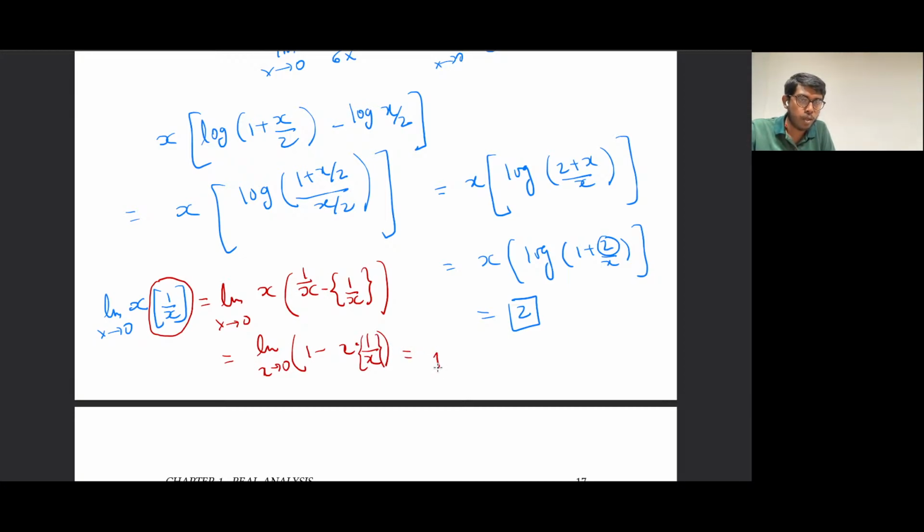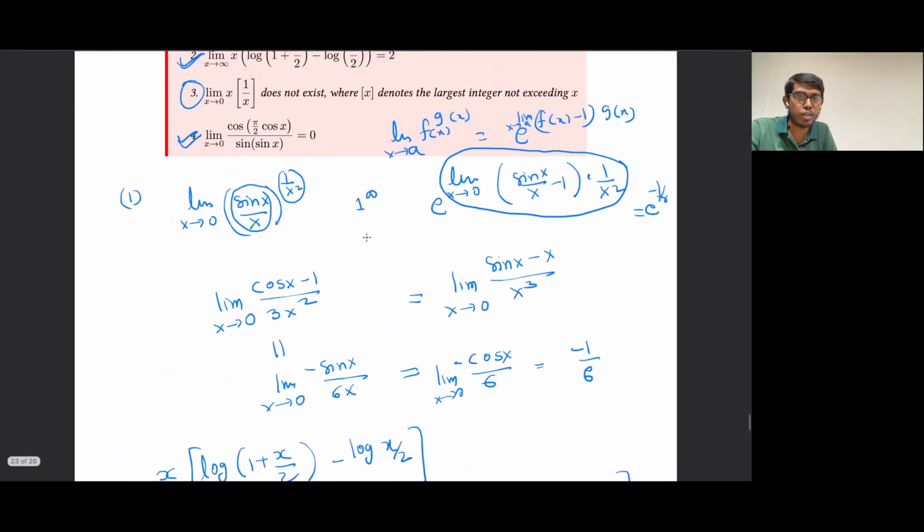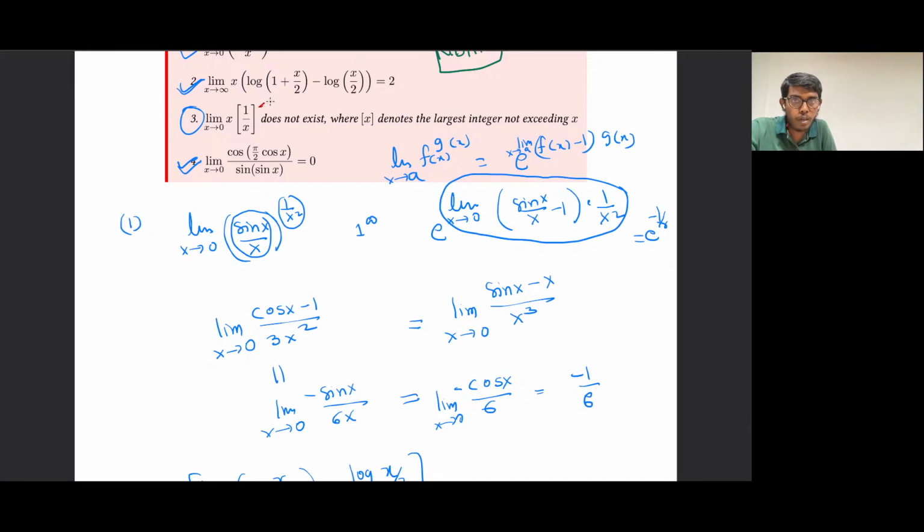So this is equal to 1 minus the limit as x tends to 0 of x times the bracket 1 by x. Now I can say this limit is bounded, because 1 by x is bounded from 0 to 1. So this is bounded, and therefore this limit will be 0. And hence the whole limit is 1. And therefore this limit is equal to 1. Okay, so this is false.